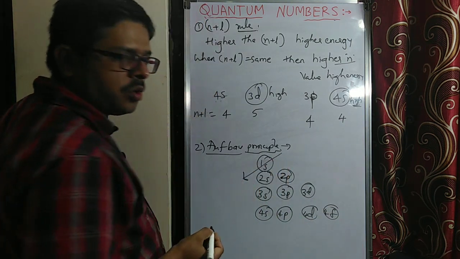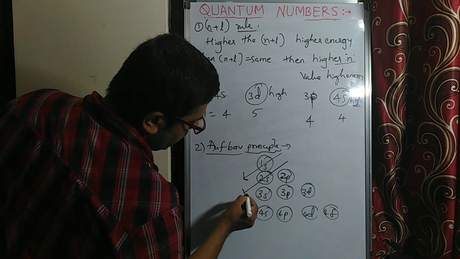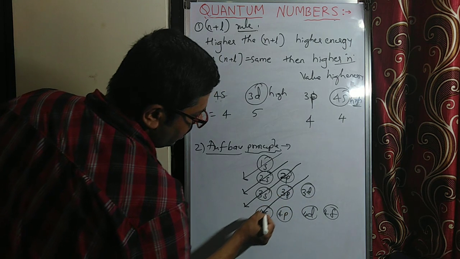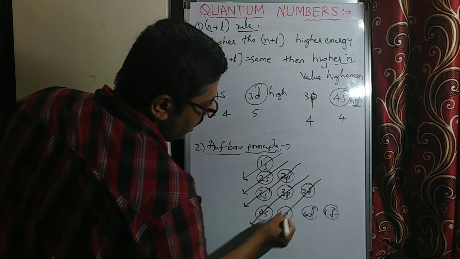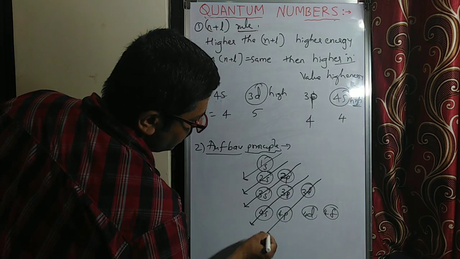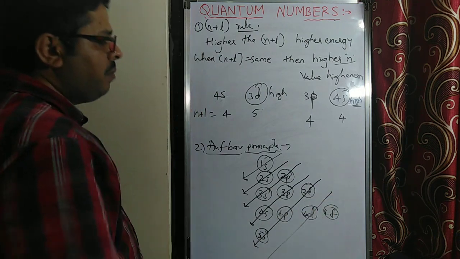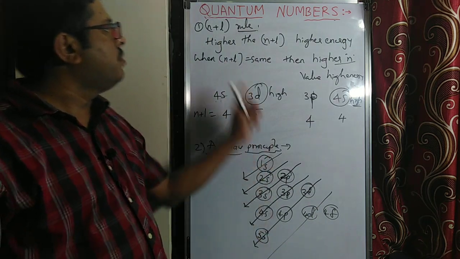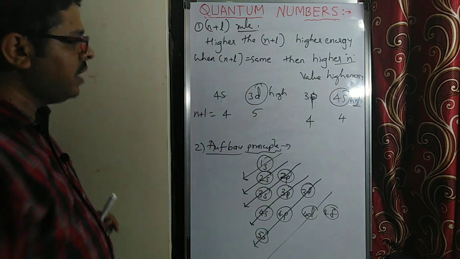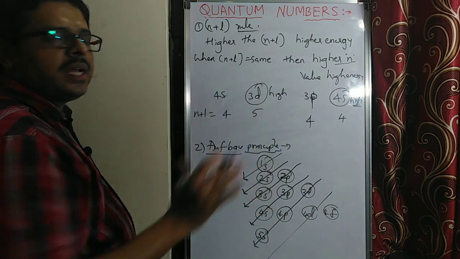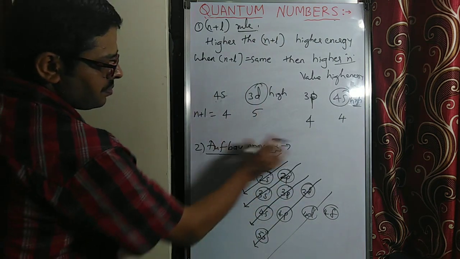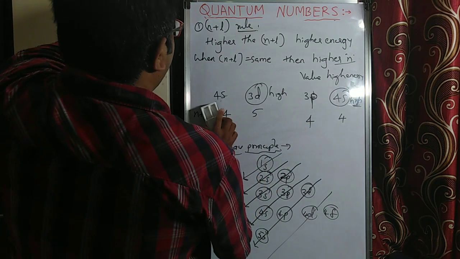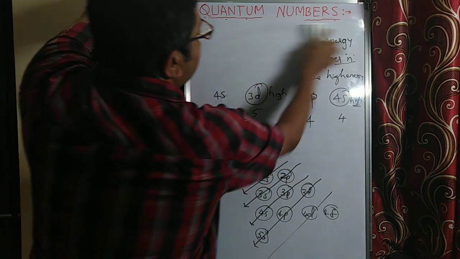So see, 1s you have to fill first, then 2s, then 2p, then 3s, then 3p, 4s. After 4s, remember 3d, 4p, 5s, like that. It will continue like this. And remember one thing, all these orbital energies you have calculated from the n plus l rule. This is about the Aufbau principle. So according to the Aufbau principle, we fill the electrons in the increasing order of their energy.